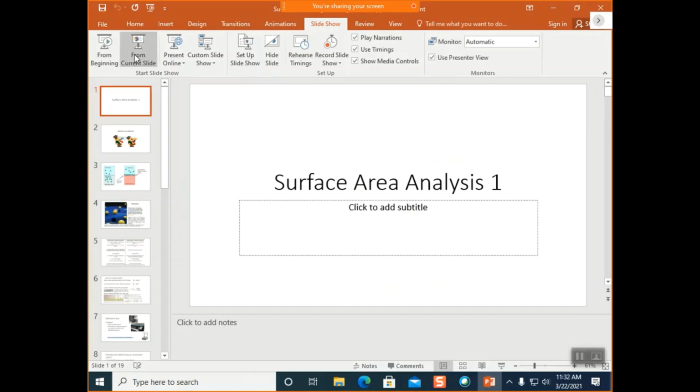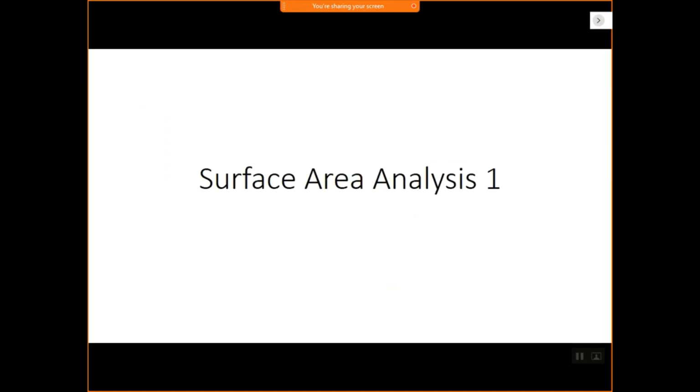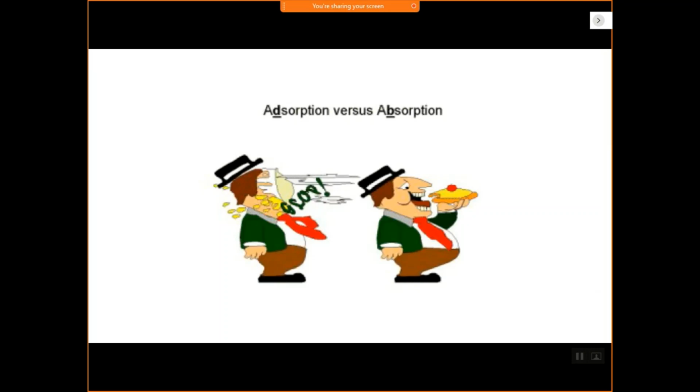Surface area analysis. And so there is a difference.